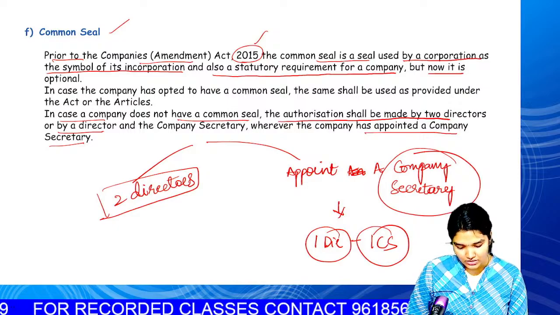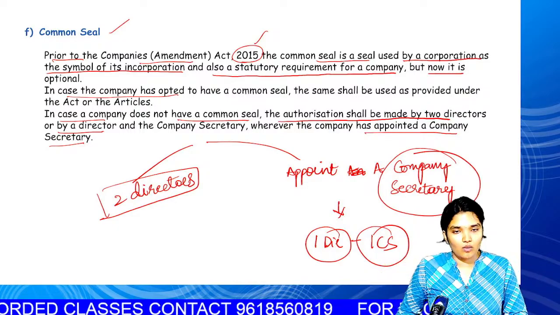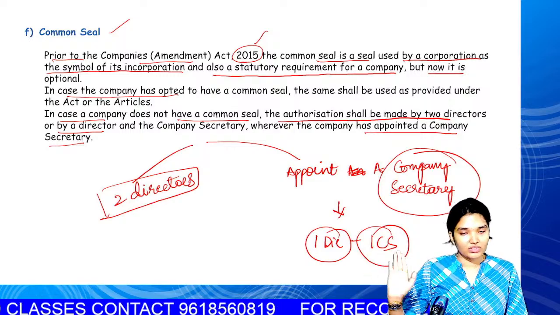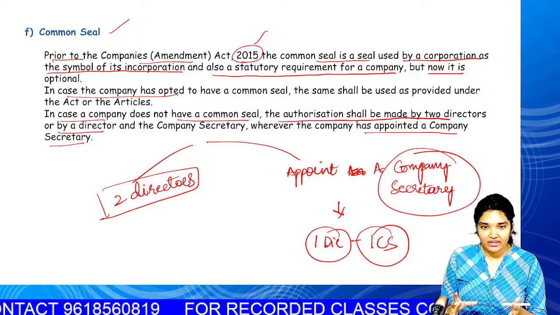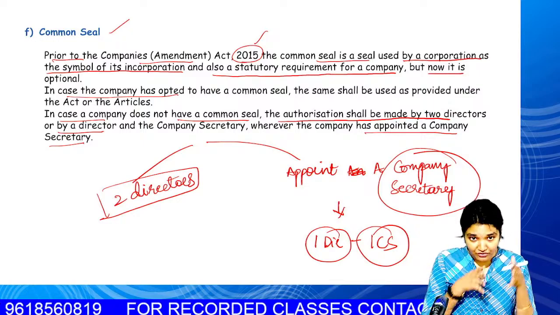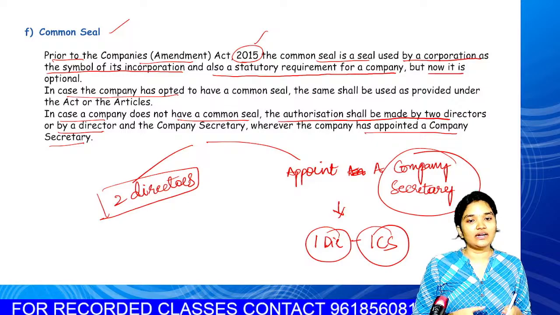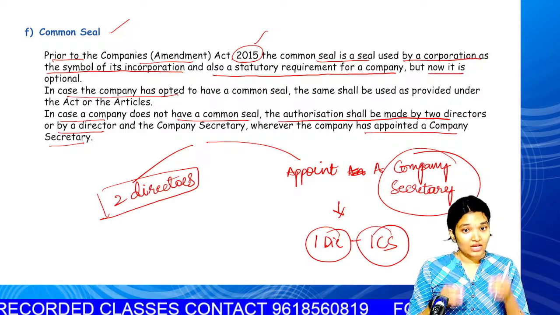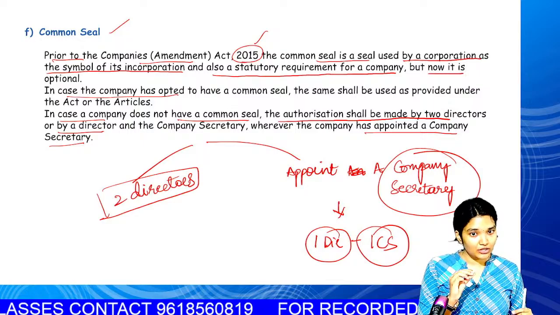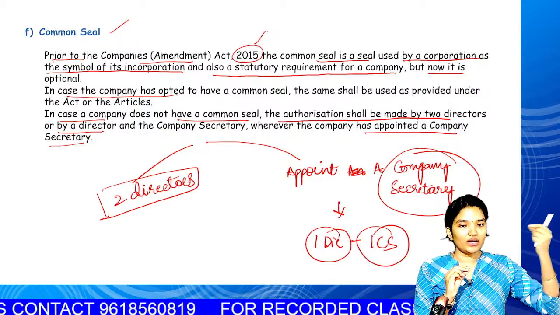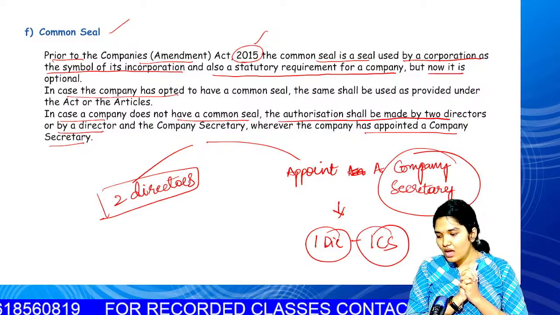Got it? So in case the company has opted to have a common seal, that's fine. You can use the common seal as per the Act requirement or the articles requirement. So is the common seal optional or mandatory now? Now it's optional. But if you already have a common seal in your company, you have to use that as an authorization. But if you don't have, the authorization should be made by two directors, or if you have a CS in your company appointed, then one director and that particular company secretary. Got it? Are we clear, everyone?